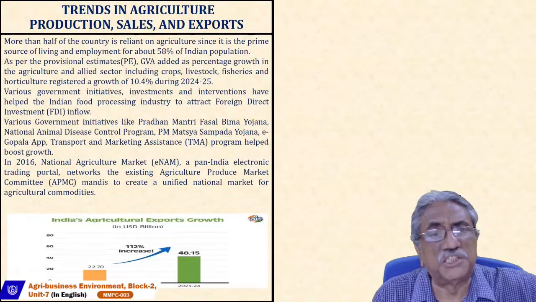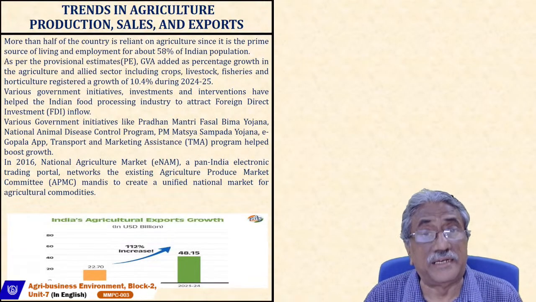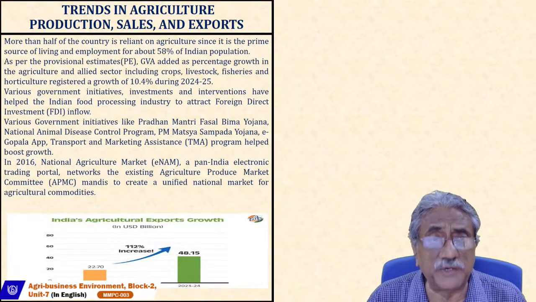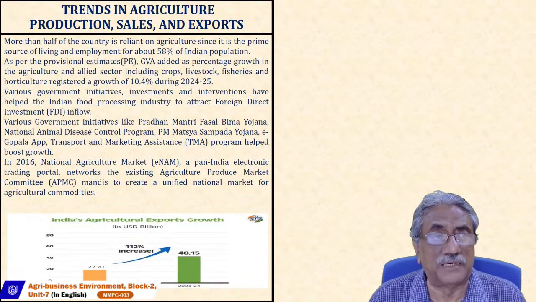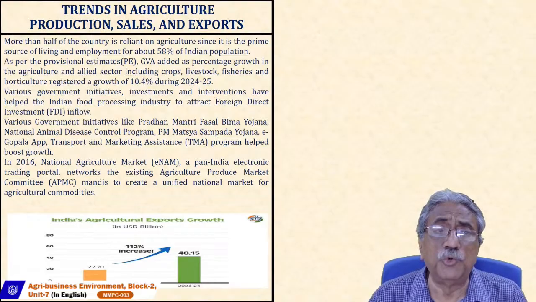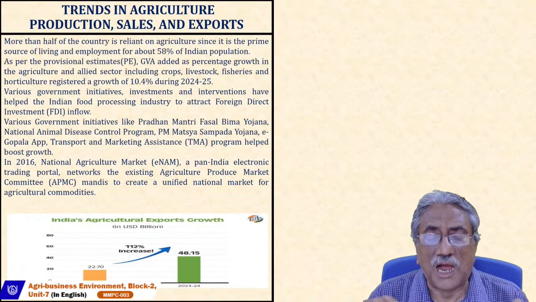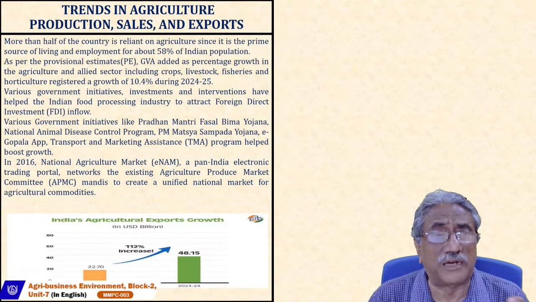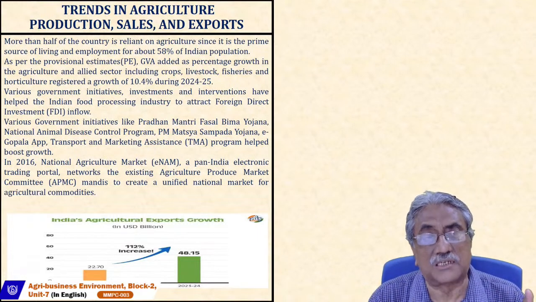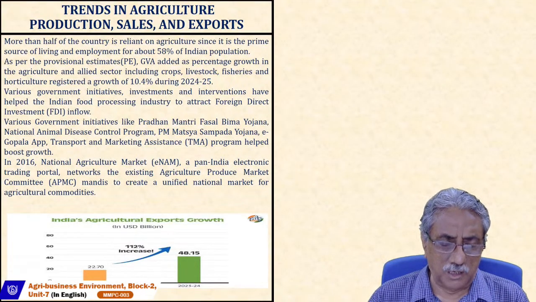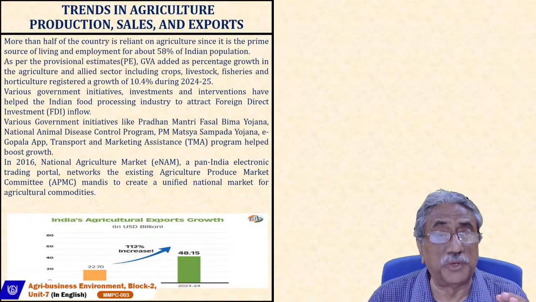So, various government initiatives, investments and interventions. Initiatives the government has taken, investment the government has made, interventions the government has done in the Indian food processing sector. Because what you produce in agriculture, ultimately rice will go to the rice mill, it will be dehusked, and then if it is basmati, it will be exported, or it will go to the higher HNI people who will be consuming it.